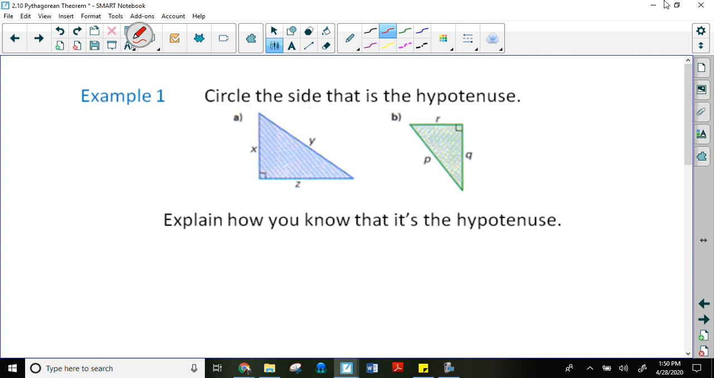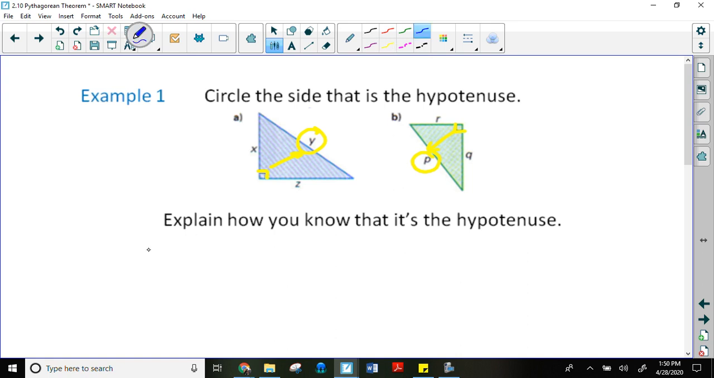Okay. So we are going to do example one together. Circle the side that is the hypotenuse. So the hypotenuse is the side that is pointed to by our 90 degrees. The 90 degrees is pointing that way. That is our hypotenuse. Explain how you know that it is the hypotenuse.